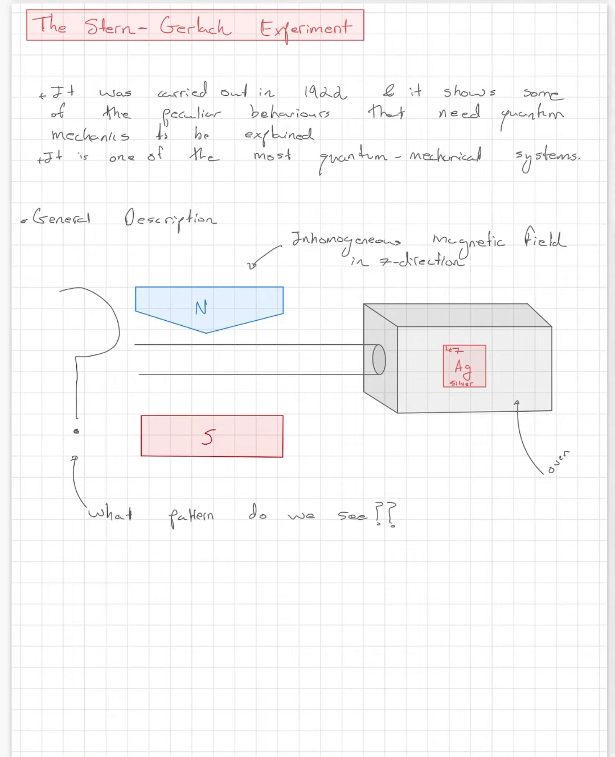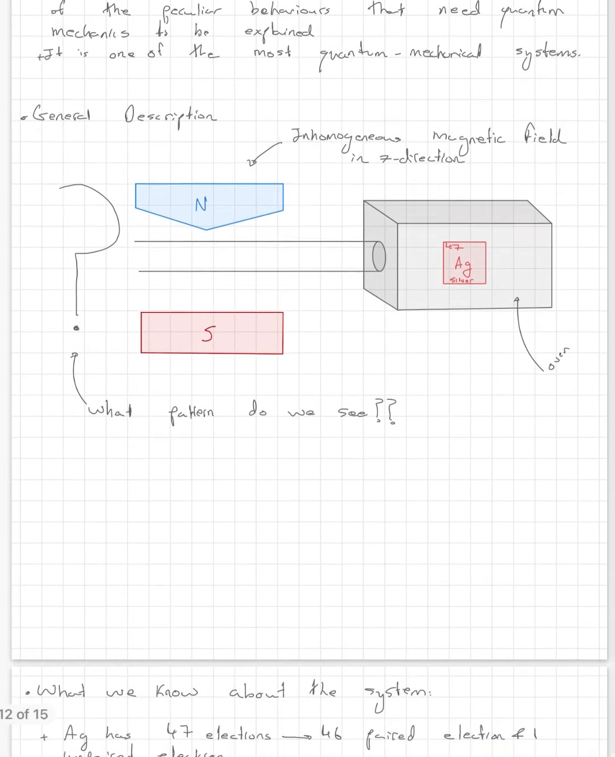So here's the general explanation of the experiment. If you have an oven over here, and it is heating a lot of silver atoms. And then in the oven, you have a hole which allows the silver atoms to exit. And then the silver atoms go through an inhomogeneous magnetic field, which points in the Z direction. It could have pointed in any other direction. It doesn't matter. We just had to pick a direction, so we just say the Z direction. So the question is, what pattern would we actually see?